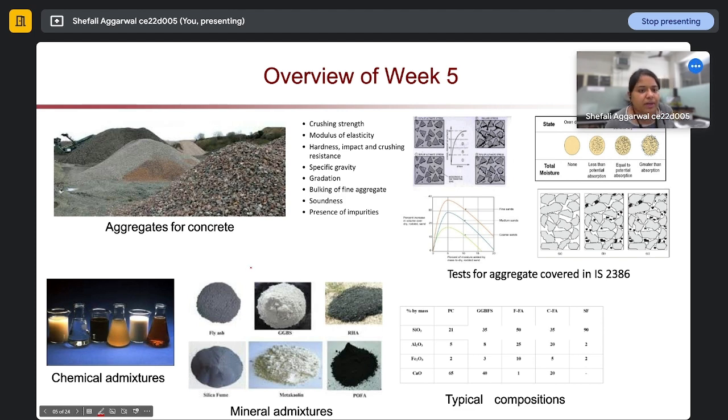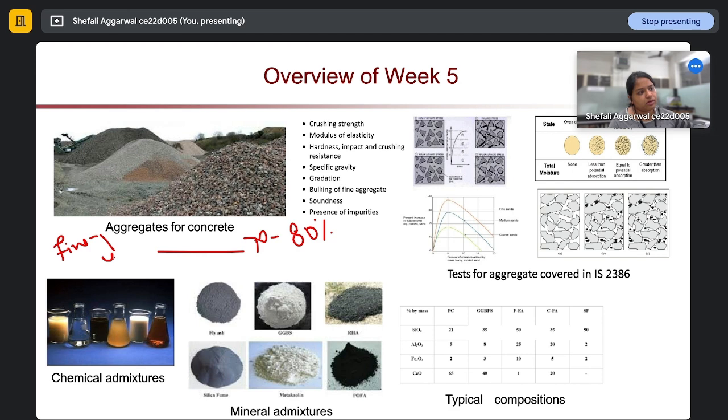So the next important material in our concrete industry is the aggregates. As we discussed in the first slides, almost 70 to 80% of our concrete consists of aggregates. So it is important to have a good aggregate in our concrete system. We usually define it in two things, fine aggregates and coarse aggregates.